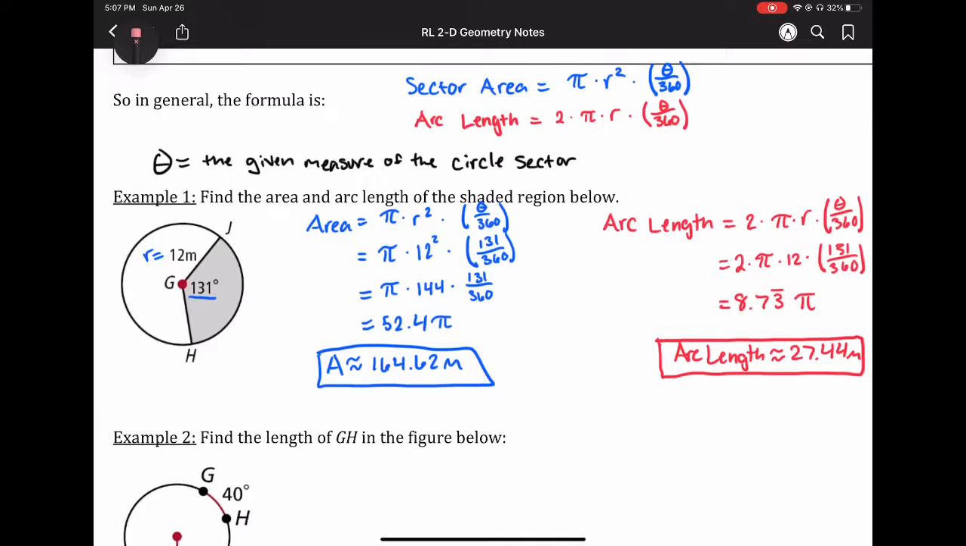All right, so that is the process for finding area and arc length of the shaded region. The next two examples are pretty similar, but this is in general all you need to know. So that is where we are going to stop, but I will provide example 2 and example 3 in another video that you can choose to watch if you would like to see what the rest of these look like as well.